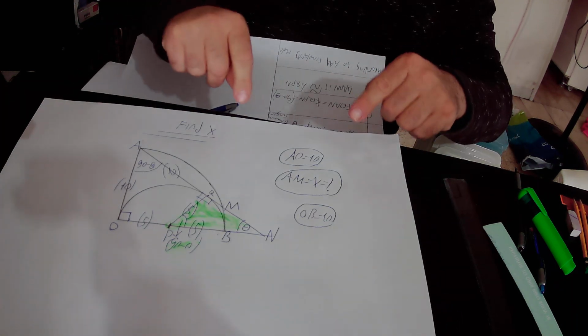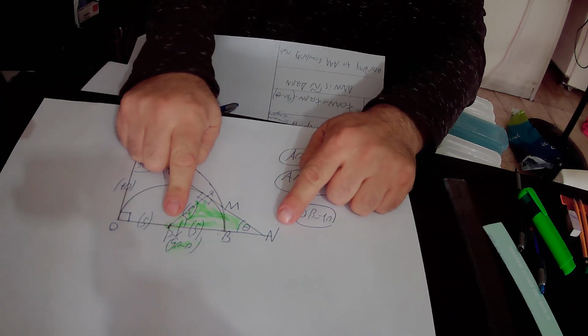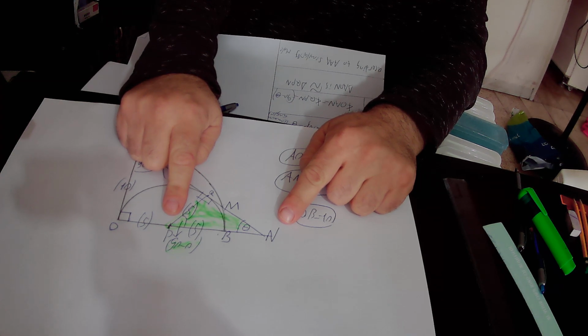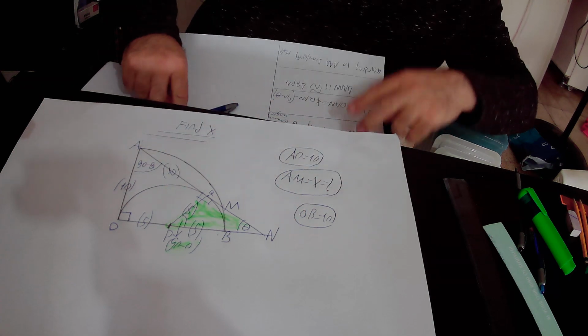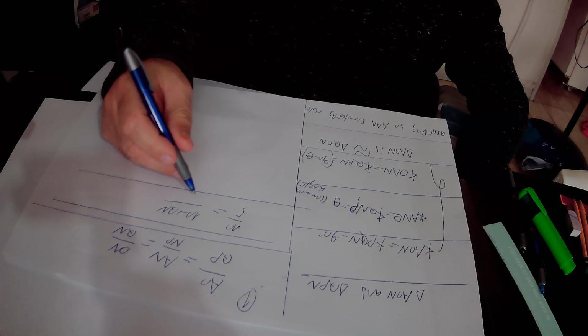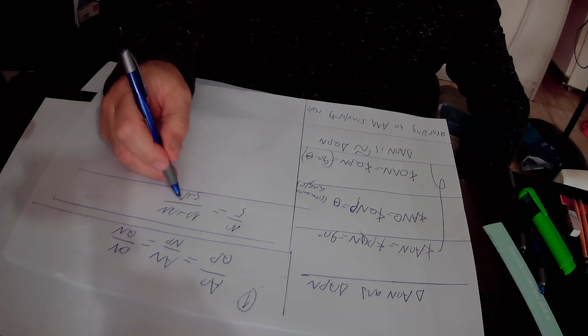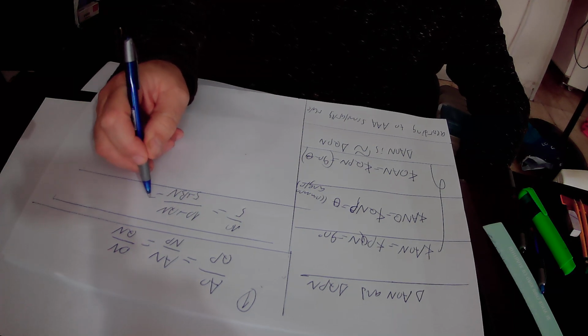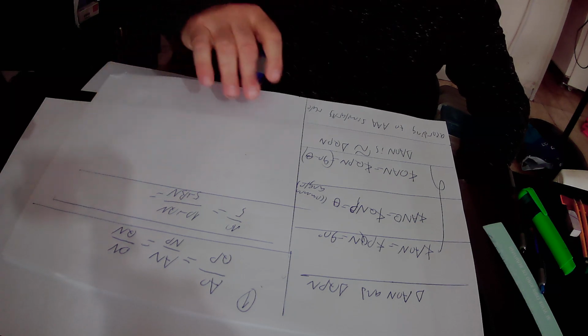What is the length of NP? NP or PN? PN equals PB plus BN. That is to say PN equals PB, that is 5, plus BN. So in total PN equals 5 plus BN. And PN or NP equals 5 plus BN, and it is also equal to ON.